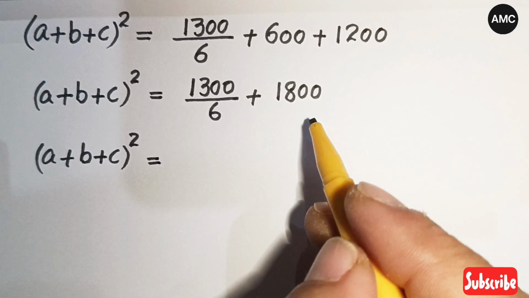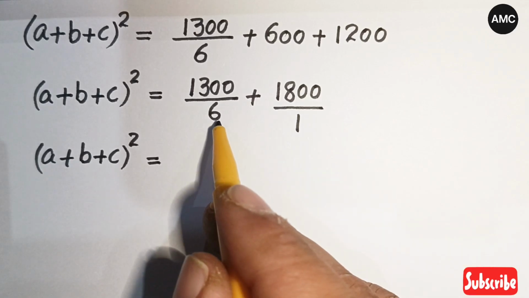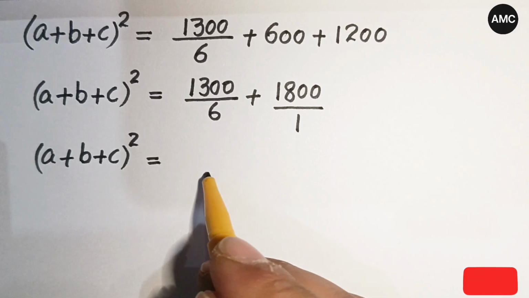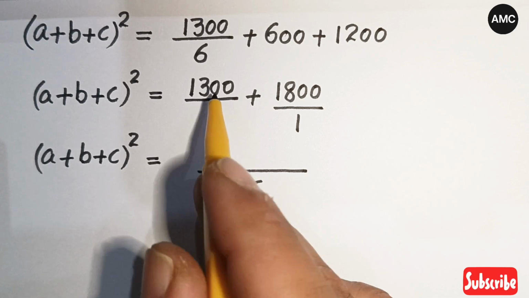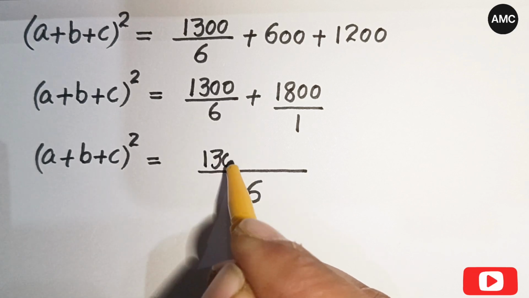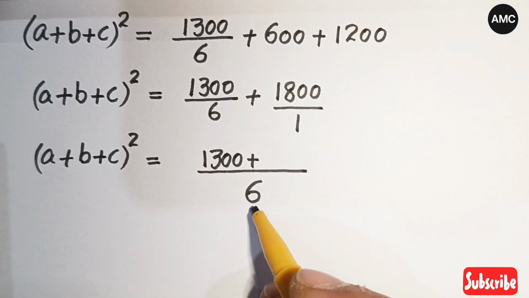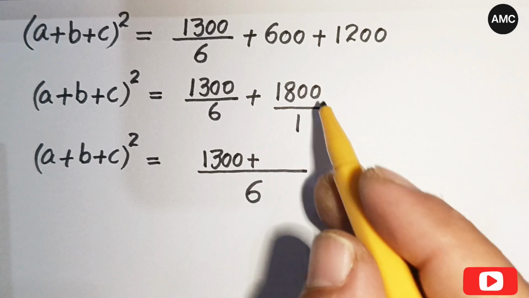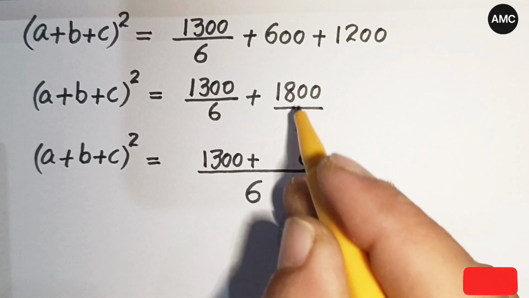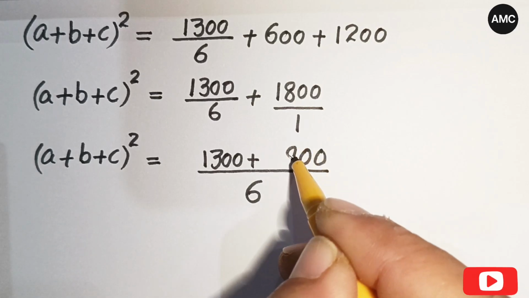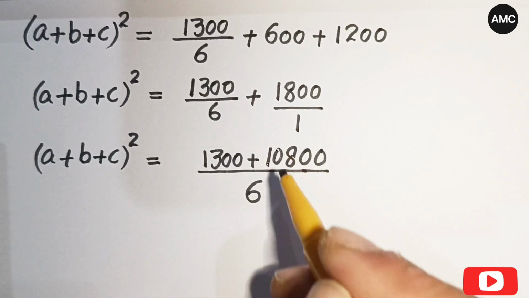so here 1800 over 1 is the denominator, so we are going to take the least common multiple of 6 and 1. Here we have 6. Now 6 divided by 6 is 1. 1 multiplied by 1300 is 1300, plus 6 divided by 1 is 6. So 6 multiplied by 1800, we will get 6 times 0 is 0, 6 times 0 is 0, 6 times 8 is 48, 4 here. 6 times 1 is 6 and 4 is 10.